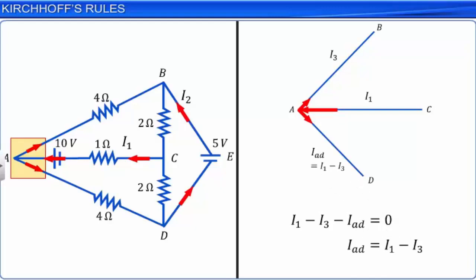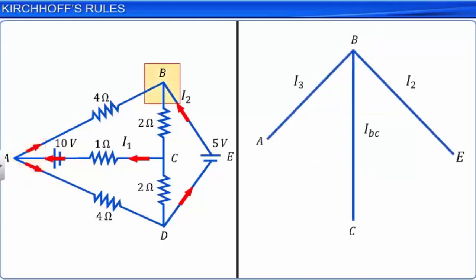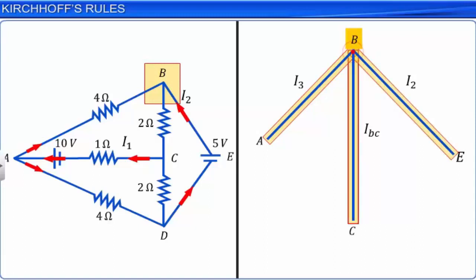Next, let us take the nodal point B. Three branches AB, EB and CB meet at point B. The current in branches AB and EB are already labelled. We have to find the current in branch BC.